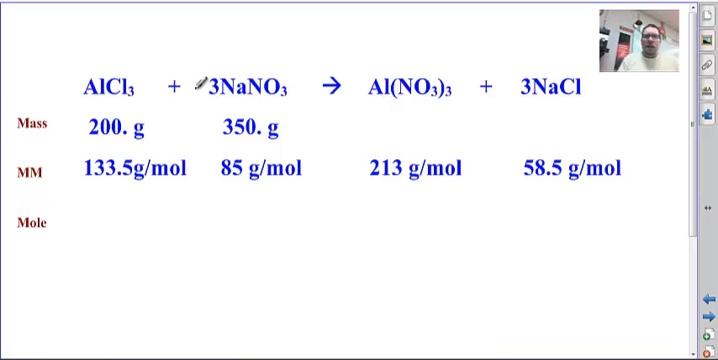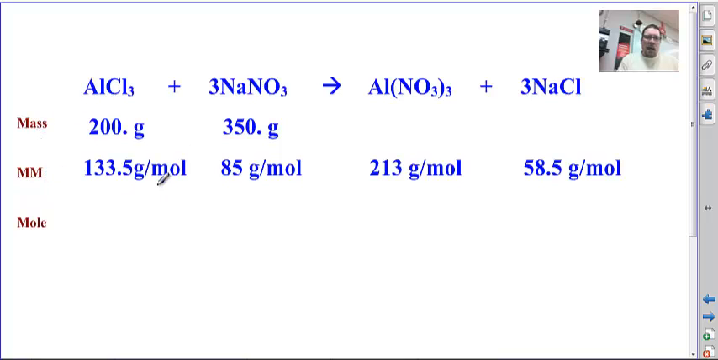Here we have a reaction. Double replacement, aluminum chloride. 1 mole of aluminum chloride interacts with 3 moles of sodium nitrate to make 1 mole of aluminum nitrate and 3 moles of sodium chloride. What I'm going to do is figure out how much of each of these I made. Now, I'm starting with 200 grams of aluminum chloride and 350 grams of sodium nitrate.